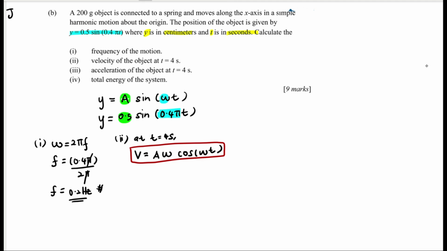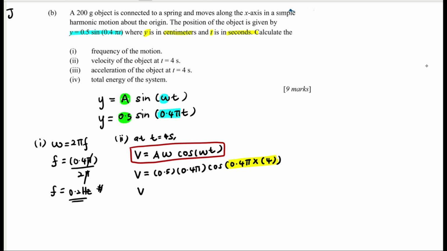Okay, so remember v is equal to a, where a is equal to 0.5, and that one is in centimeter. Omega is 0.4 pi and then cos 0.4 pi times t. Okay, jadi bila you tekan calculator, make sure you tekan yang ini dulu. This one should be 1.6 pi. So baru tekan cos 1.6 pi and make sure your calculator in radian mode.